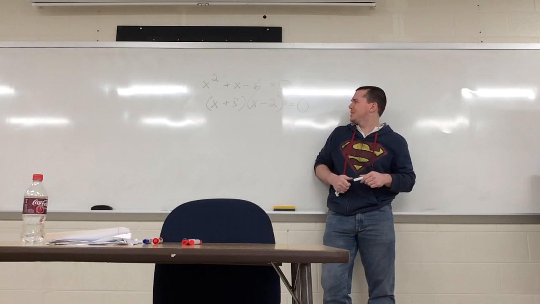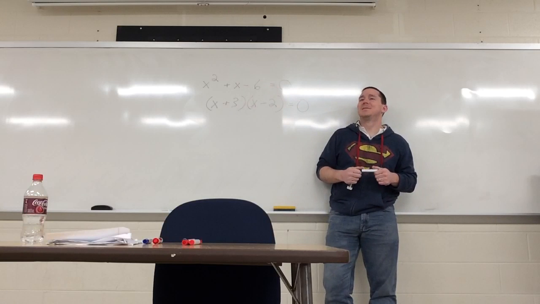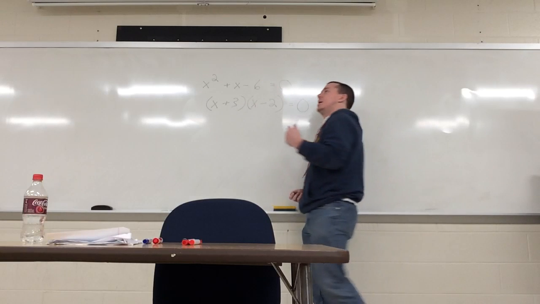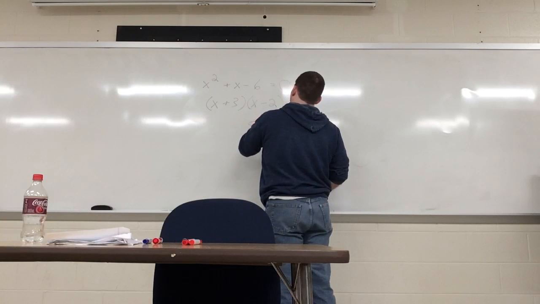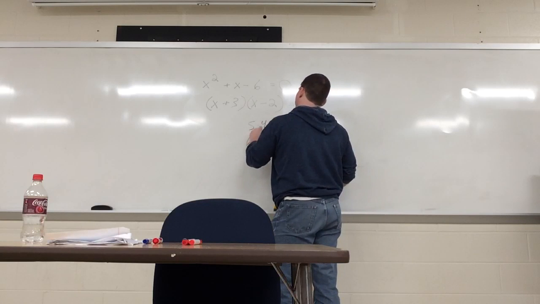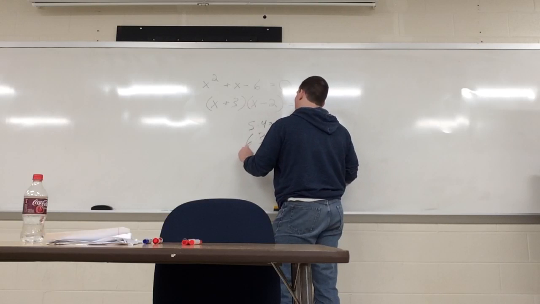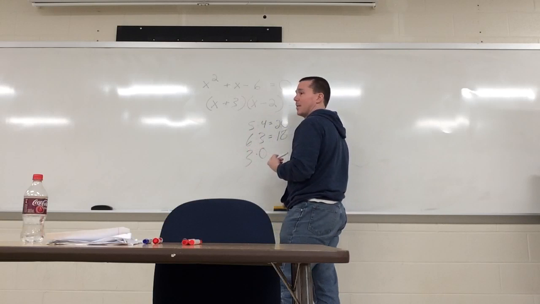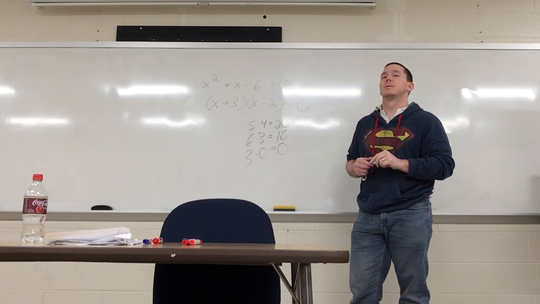I would actually argue this is maybe somewhat harder to graph, at least for me. I prefer to graph that one. Let's see. What is 5 times 4? 20. Good. What is 6 times 3? That's early in the morning, but that's 18. What is 3 times 0? 0. Why? Because anything times 0 is 0.